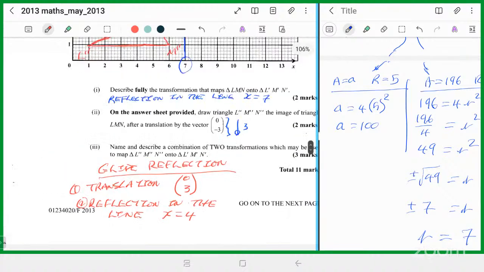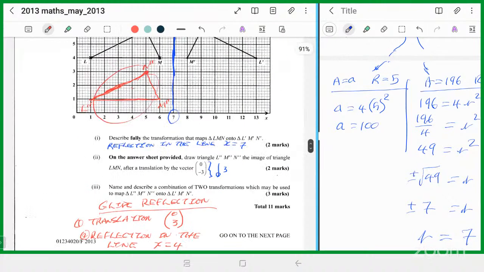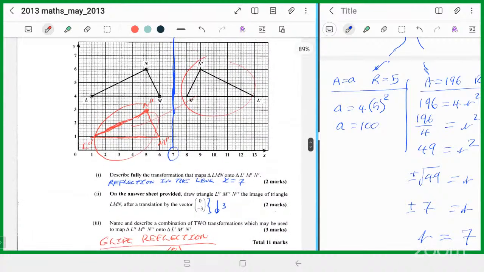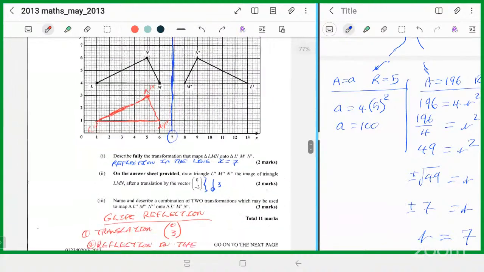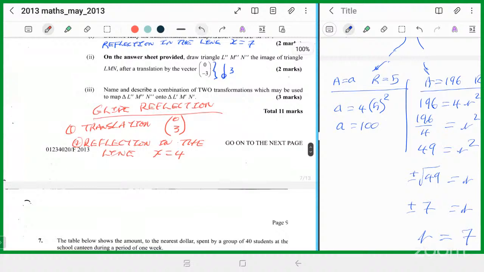Take it from this, that to the 3 units up. Or it can be translated by (0, positive 3). Yes, sir. Okay.